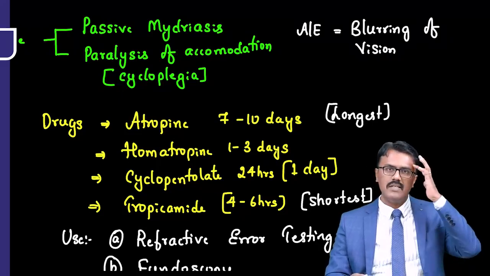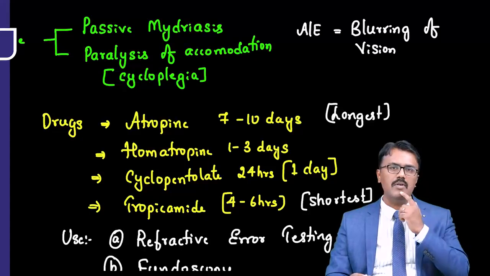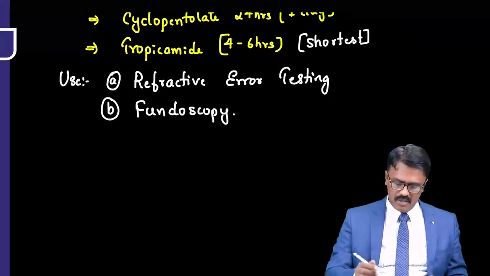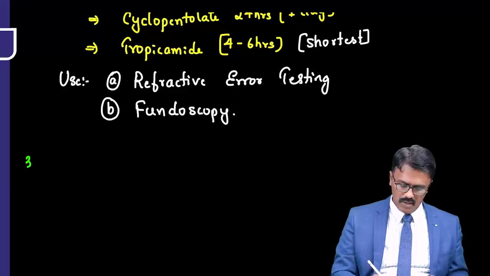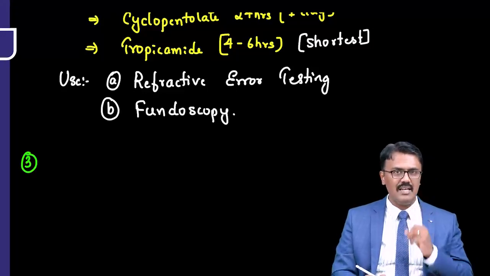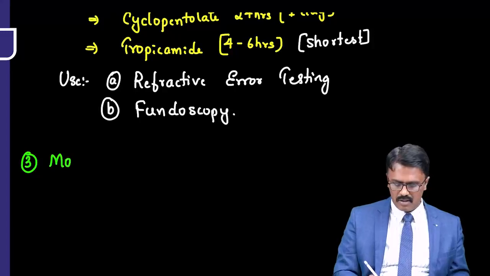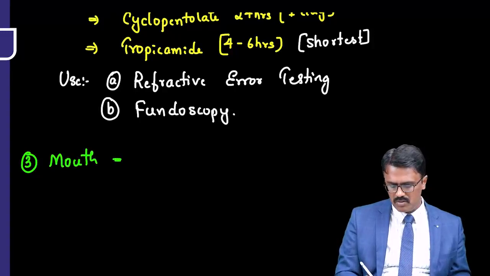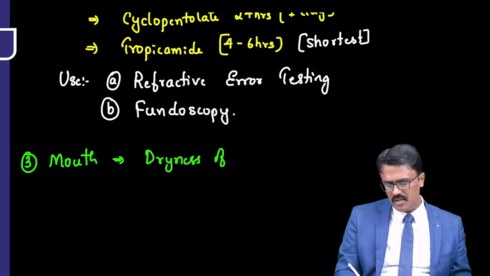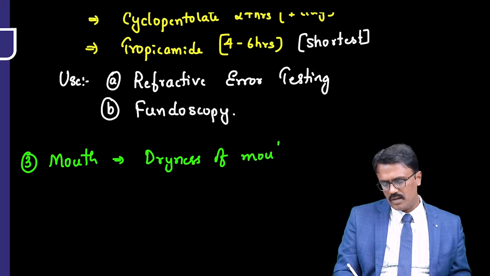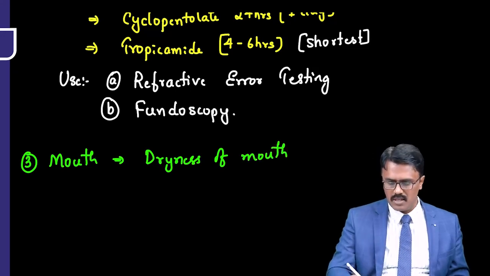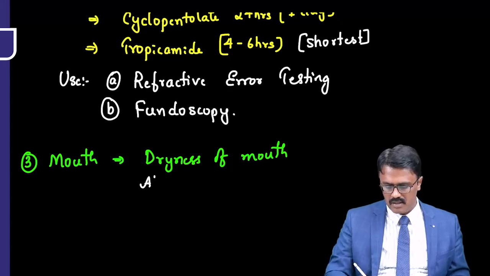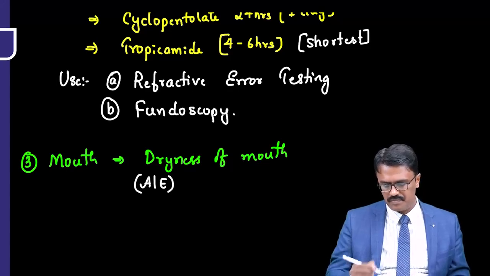So we are done with the CNS and the eye, and coming to the mouth. We all know that the cholinergic system causes increased secretion, but when I block that, what happens? In the mouth you see dryness of mouth. Cholinergic drugs were causing increased secretion, but with anticholinergic drugs, the adverse effect is dryness of mouth.